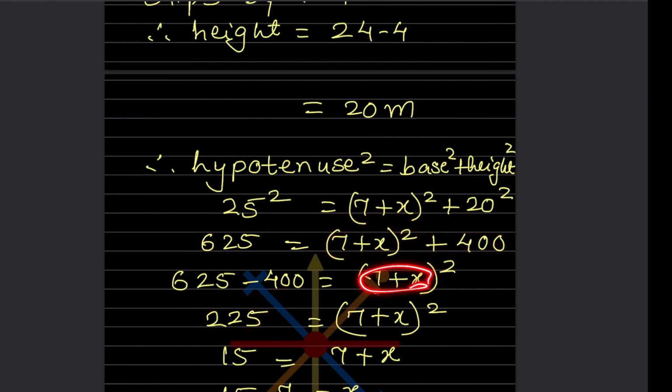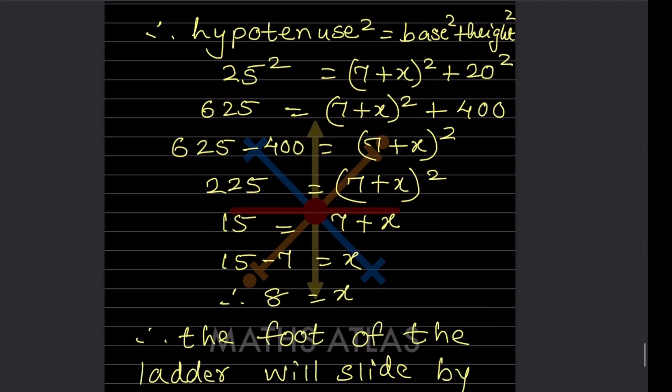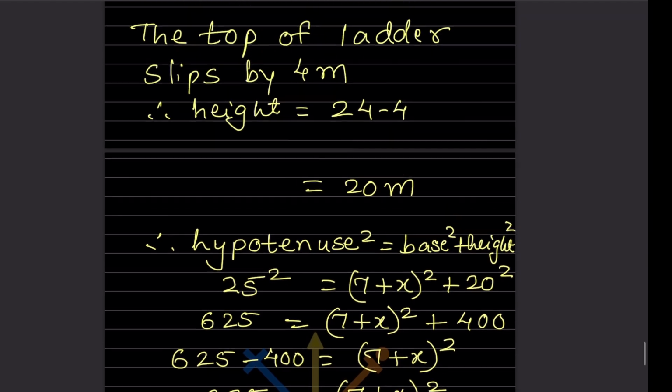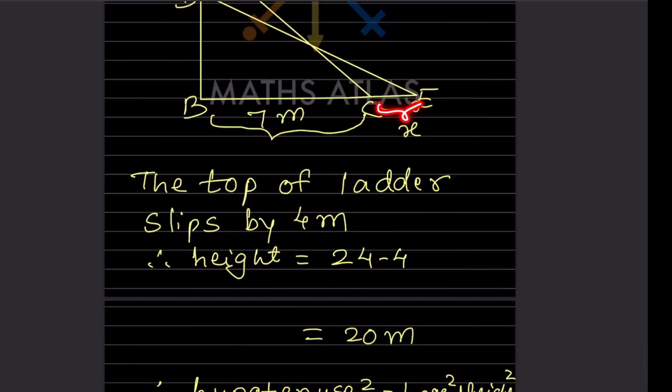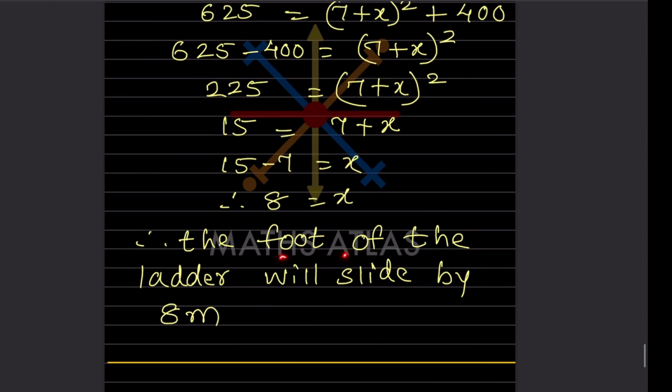This again remains the same. Now see here, when we take the square root on both sides, 7 plus x will be root of 225, and root of 225 is 15. If we take this 7 on this side, that is going to be minus 7, and that is 8. So now this part is 8 meter. Therefore the foot of the ladder will slide by 8 meter. That is what they have asked.